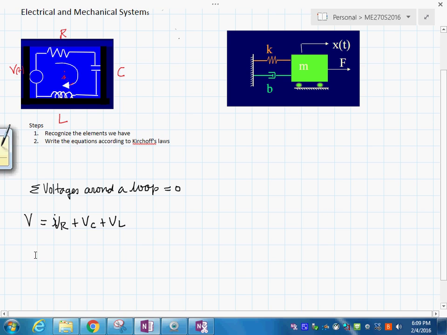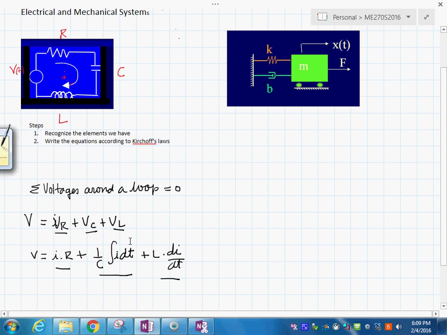So if this is true, you will have that voltage equals I times R plus 1 over C, the integral of I dt, and then plus L times di dt. See? So this is the voltage on the resistor, this is the voltage of the C element, and this is the voltage of the inductor.